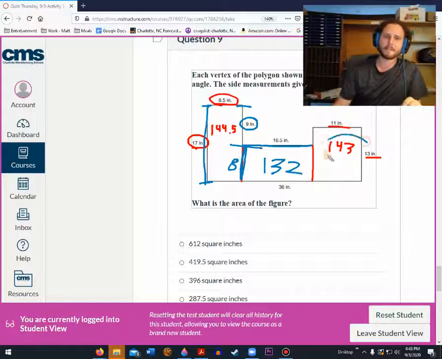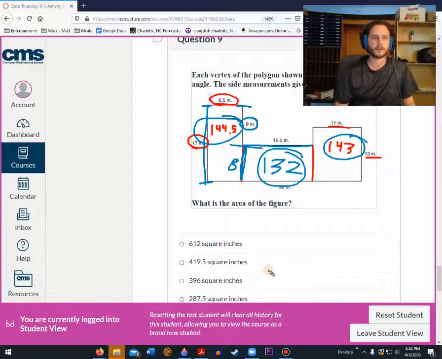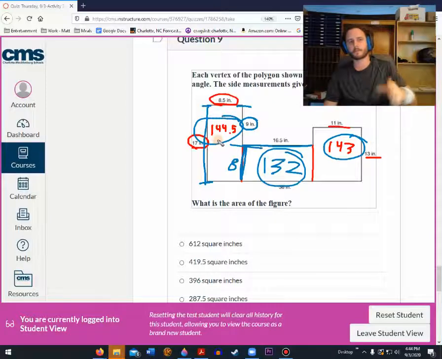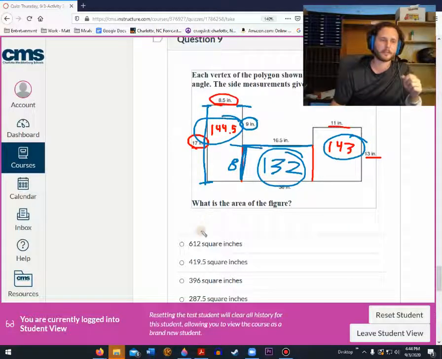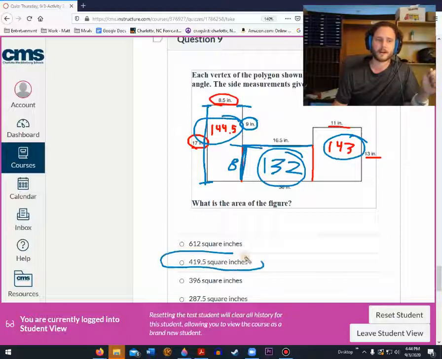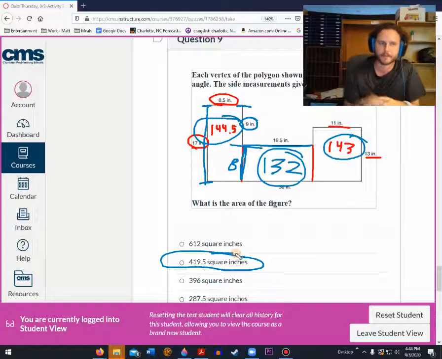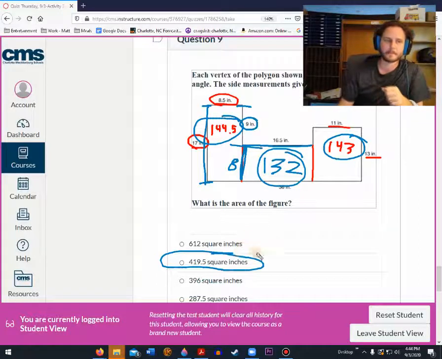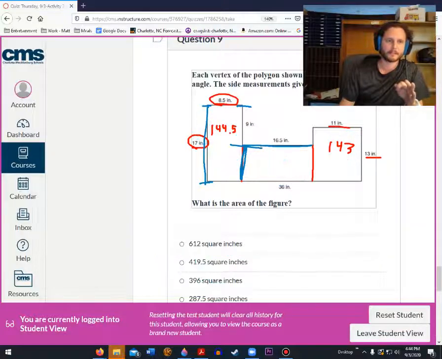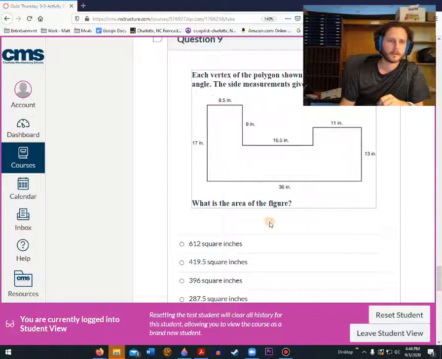The final step is to add those three sections together. So 144.5 plus 132 plus 143, that's going to give you an area of 419.5 inches squared. That's how you're going to do that problem. We're going to go ahead and clear this off and move on to question number 10. Question 10.